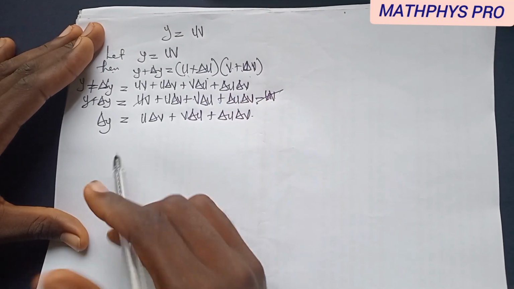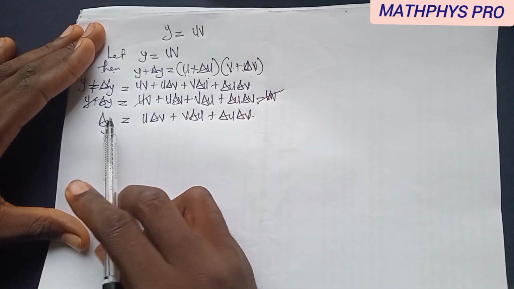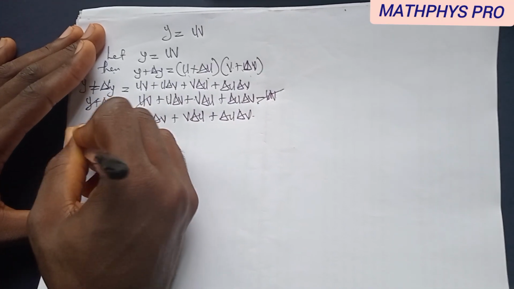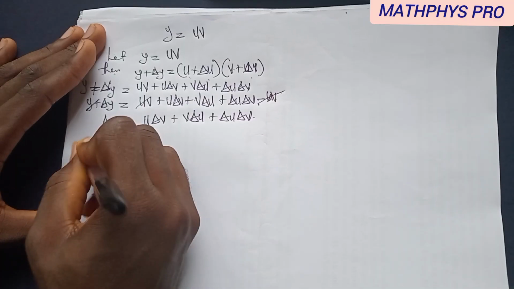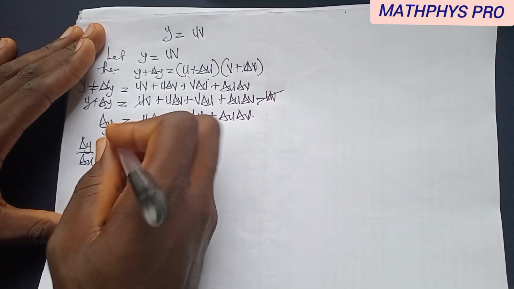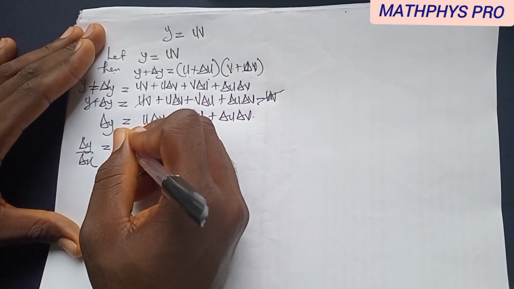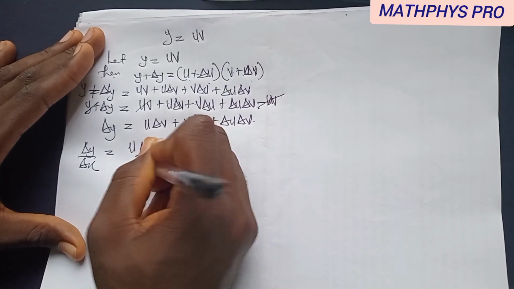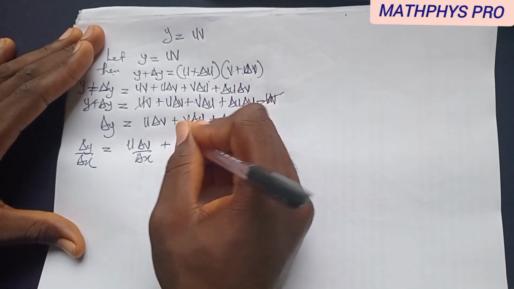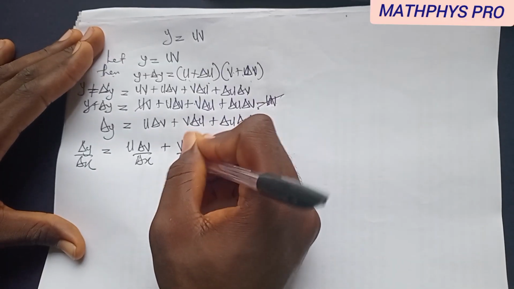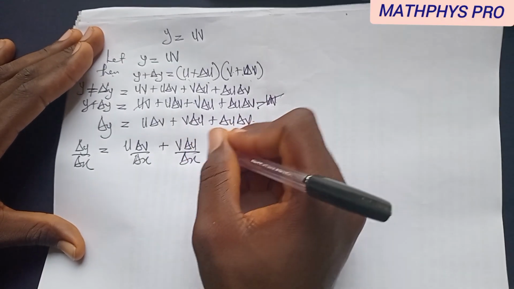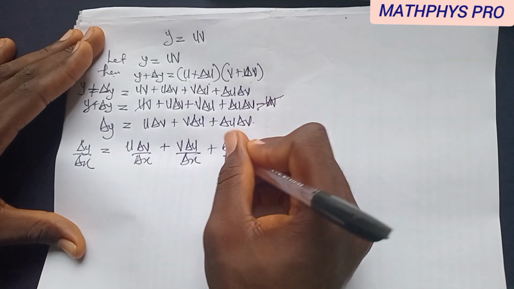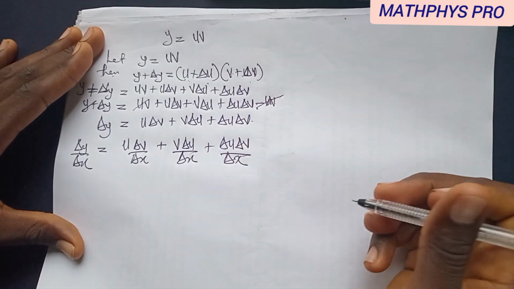Now, if we divide through by change in x, we'll have change in y over change in x will be equal to u change in v over change in x plus v change in u over change in x plus change in u change in v over change in x.